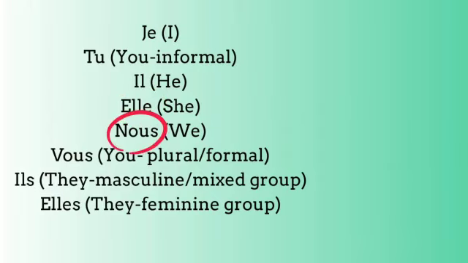Nous. It is a plural pronoun, which means we. It is used mostly in written form, or when you want to be more formal. Vous. It is the formal form of you, used with strangers, elderly people, and when we're talking to people in a professional context. It is also used to indicate the plural of informal you.